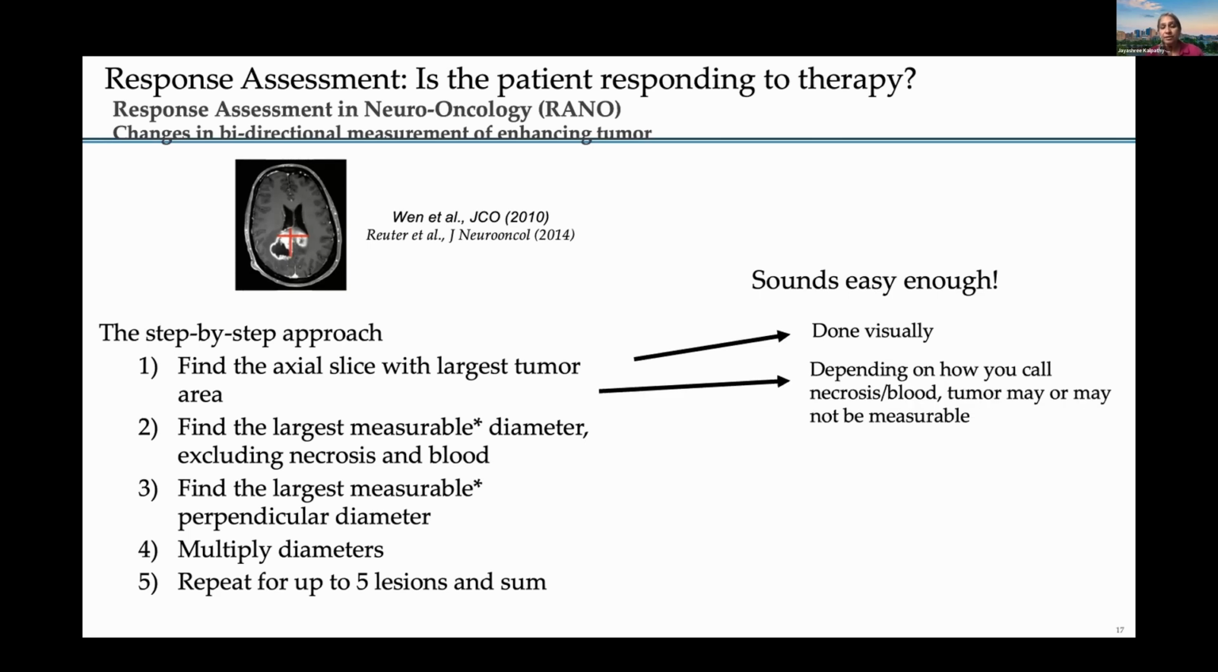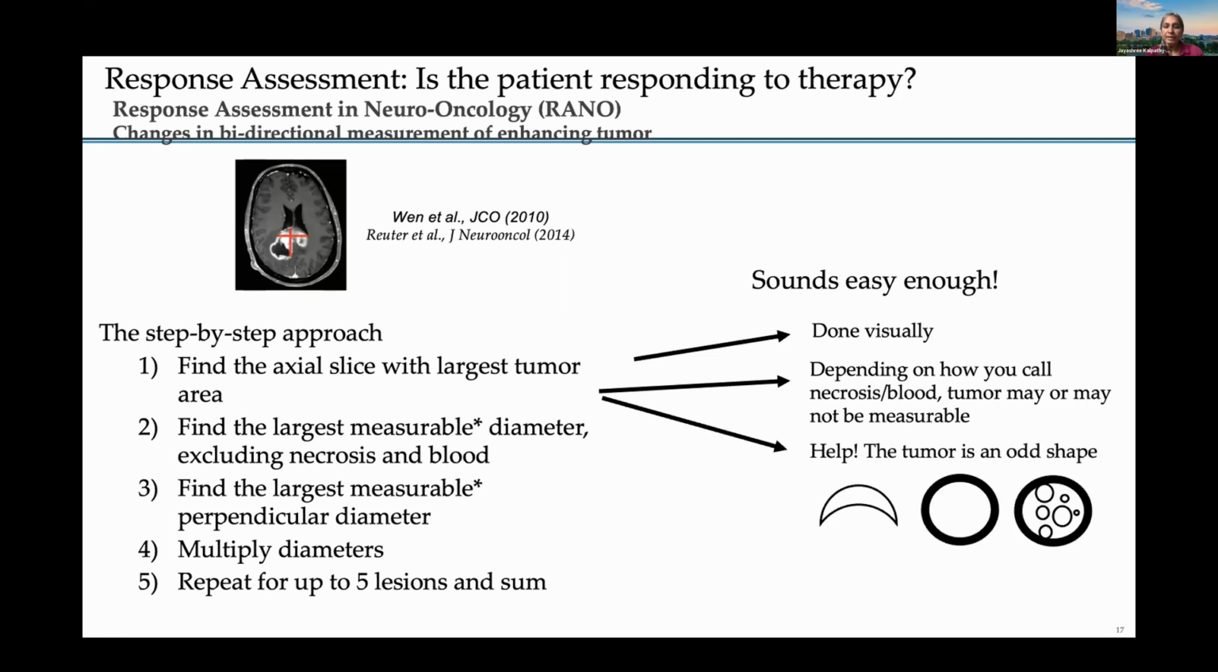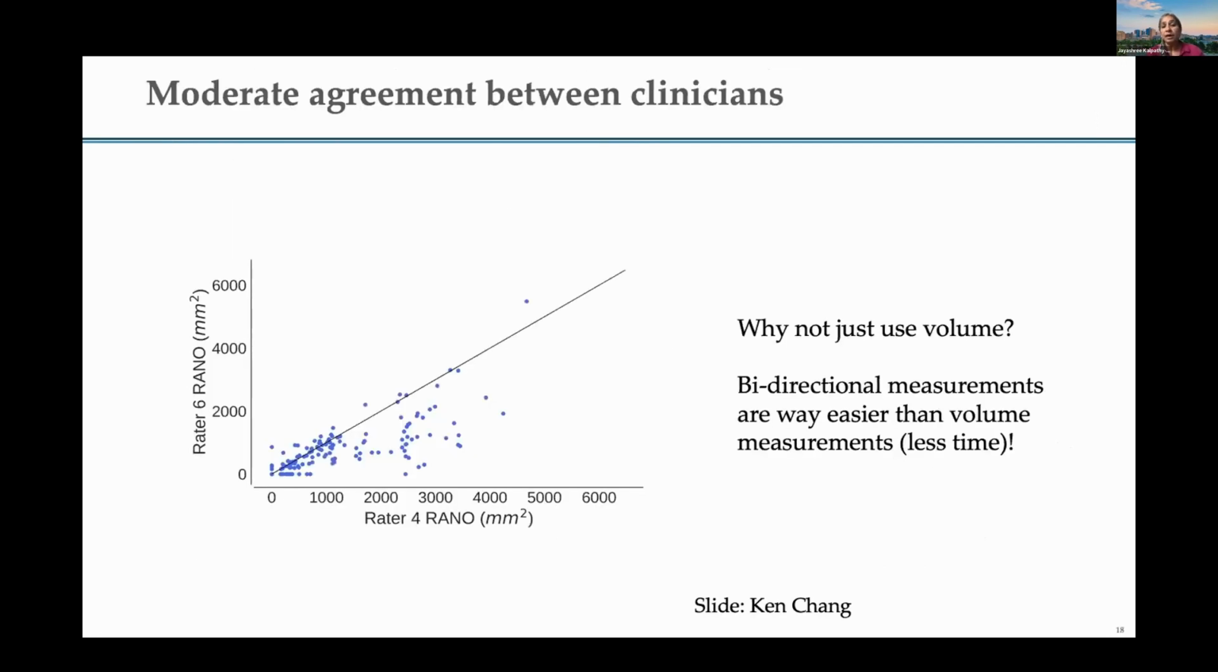Then we find the largest measurable diameter. We had to exclude necrosis and blood. We had to find the largest sort of measurable perpendicular diameter. And depending on the shape of the tumors, and especially in something like GBM, which has a fairly complex shape, there can be quite a bit of variability in how these sort of assessments are done. You multiply the diameters, and then you add this up for the 5 lesions. And there can be quite a bit of variability in each of these steps, which leads to a compounding effect.